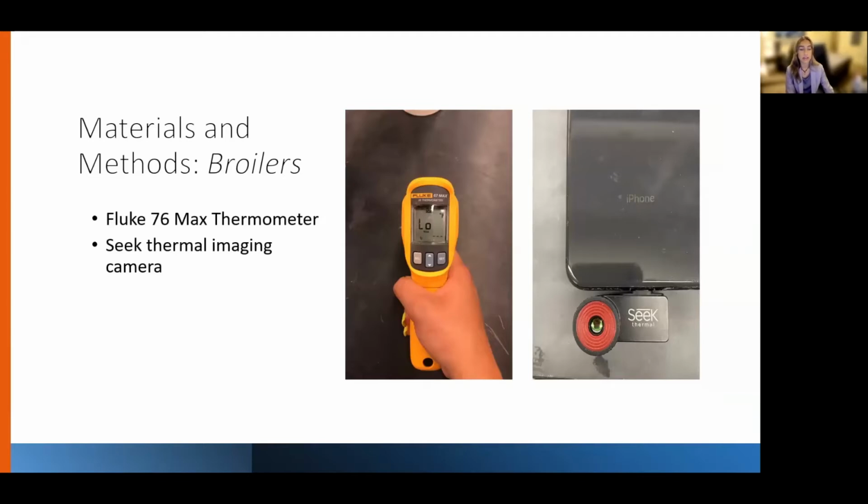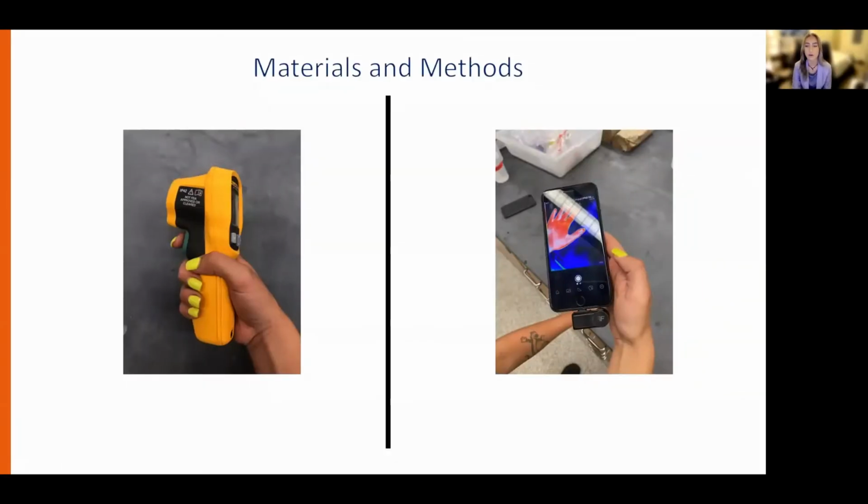For gaining temperature data, we used the Fluke 76 max thermometer as well. However, we also used the Seek thermal imaging camera. The Seek camera, as you can see all the way to the right, was a small device that plugged into your phone and allowed us to take quick and convenient pictures.